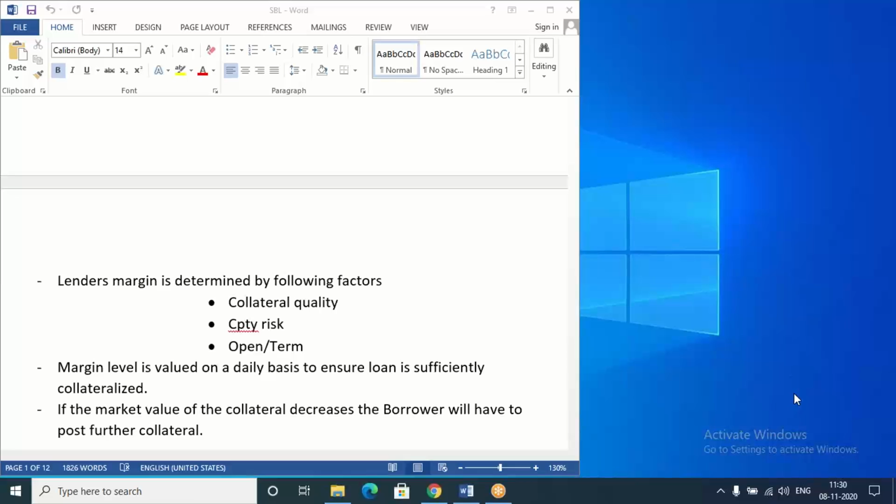So the collateral depends on the share market price? No, sir. It depends on what collateral the borrower has posted. If it is usually a non-cash collateral, the value of that non-cash collateral can decrease in the market. If it decreases, then he'll have to ensure that the lender is sufficiently collateralized. Is that clear?